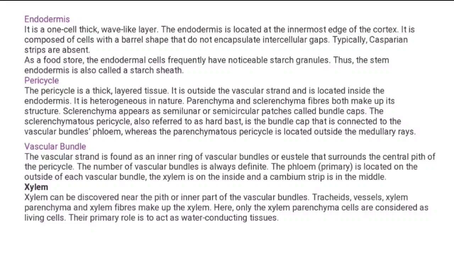Vascular bundle. Vascular bundles are found as an inner ring of vascular bundles or stele that surrounds the central pith inside the pericycle. The number of vascular bundles is always definite. The phloem is located on the outside of each vascular bundle and the xylem on the inside, and a cambium strip is in the middle.